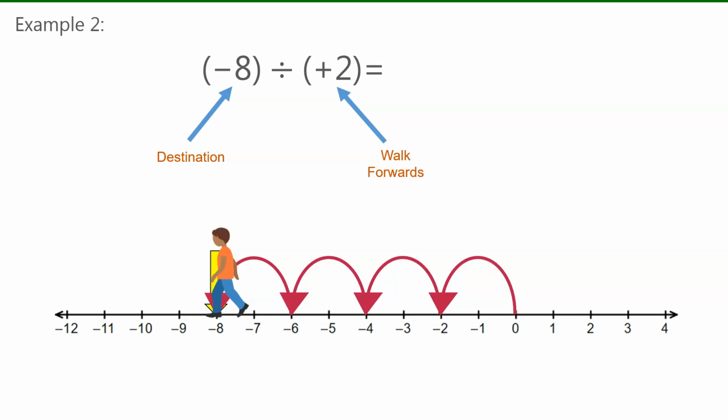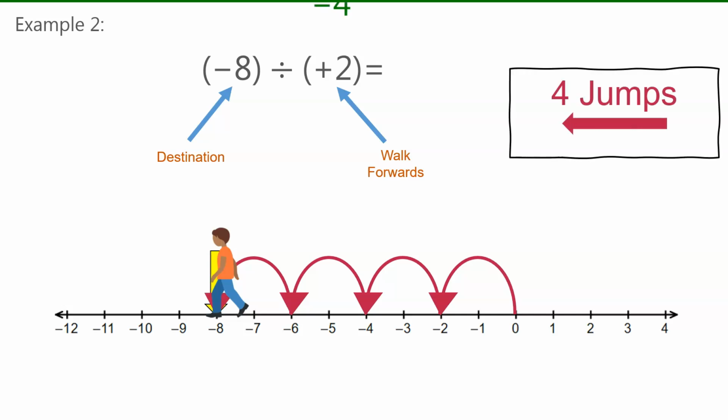I make 4 jumps. So when I look at where I am on the number line, I'm on negative 8, but I'm facing the negative direction. So I made 4 jumps. I'm facing the negative direction. So my answer is negative 4.